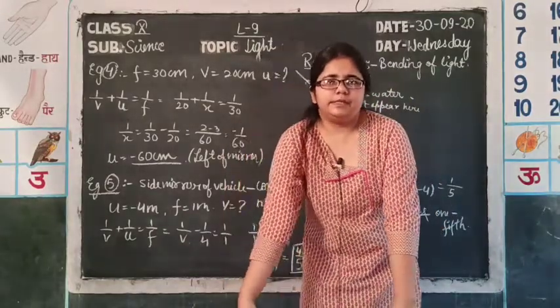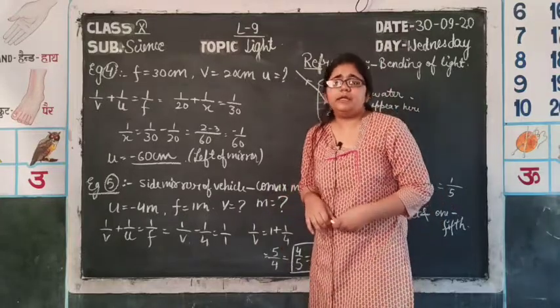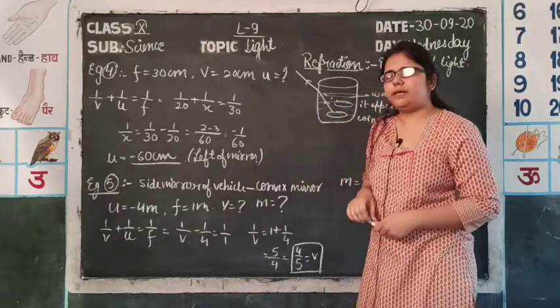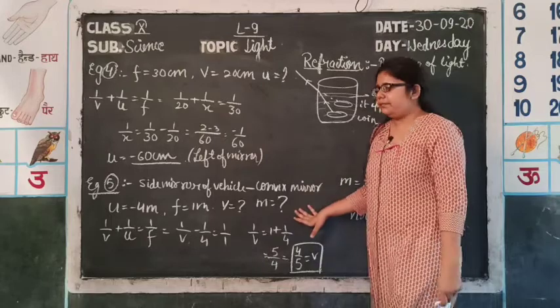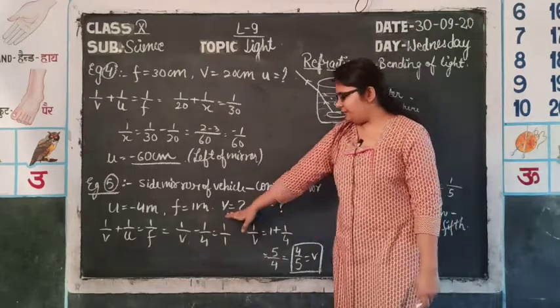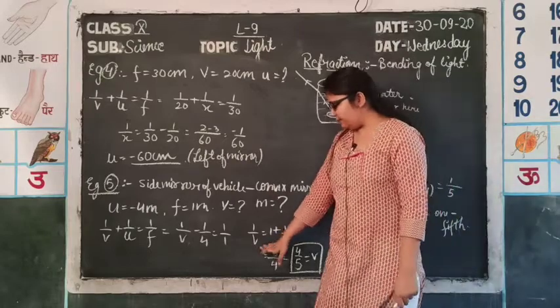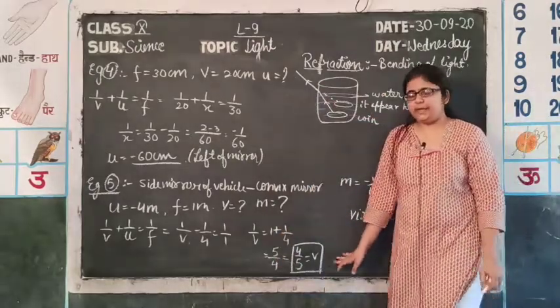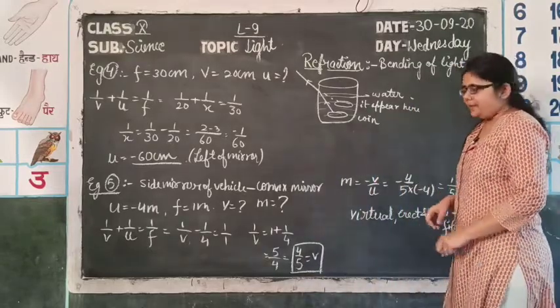Details of the image means the distance of the image from the mirror and the size of the image with respect to the object. So we can give the details of the image with the help of V and M. By using the mirror formula we get V, that is 4 by 5 meter, that is 0.8 meter, and this is positive, that means we get a virtual erect image.